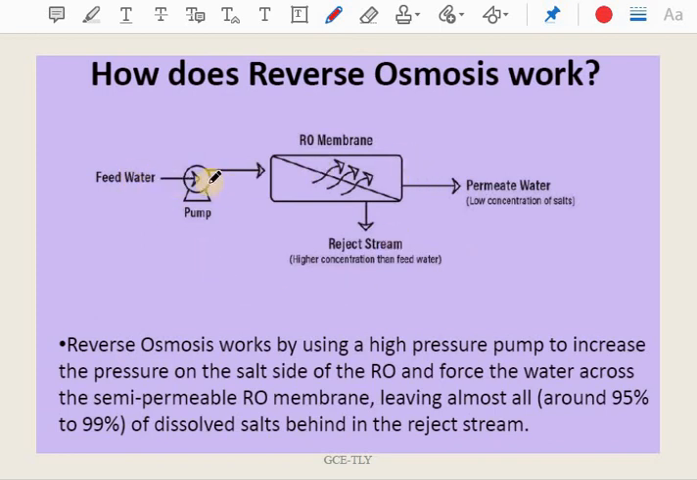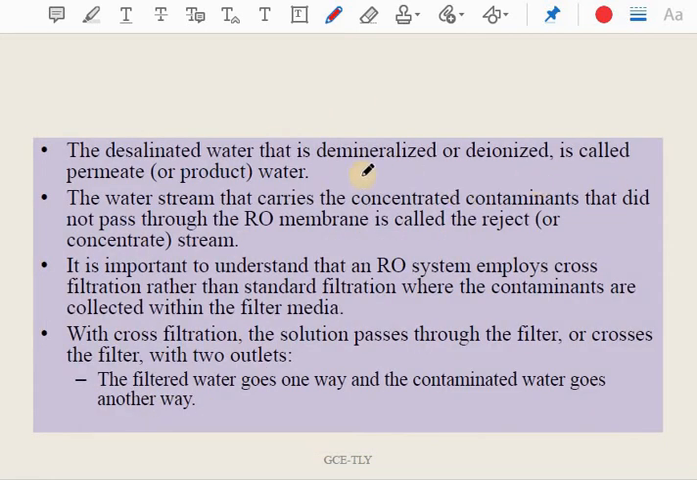We apply pressure by pumping water, and the reject stream is obtained, which contains a higher concentration of the feed water, and the permeate contains a lower concentration of salts. The desalinated water, which is demineralized or deionized, is called permeate, while the concentrated solution is called reject or concentrate. It is important to understand that our RO system employs cross filtration rather than standard dead-end filtration, where the contaminants are collected within the filter medium.